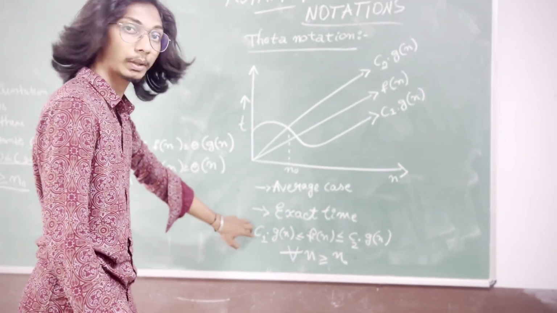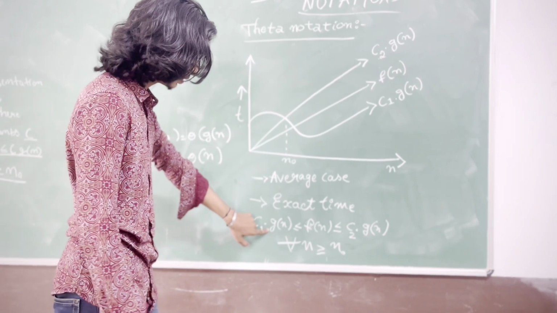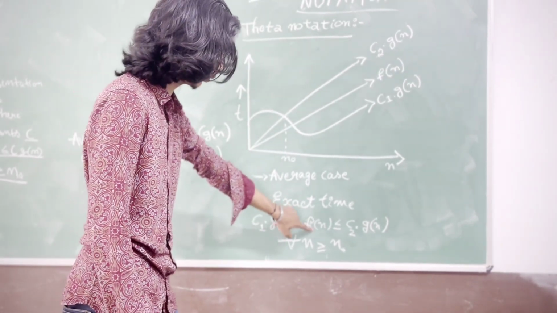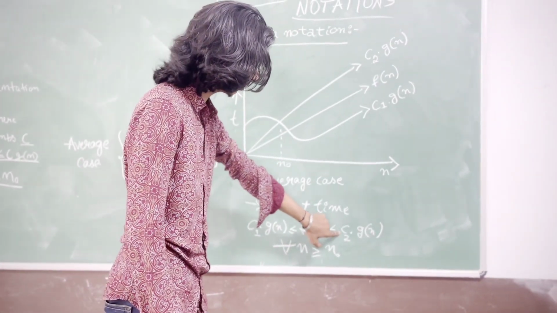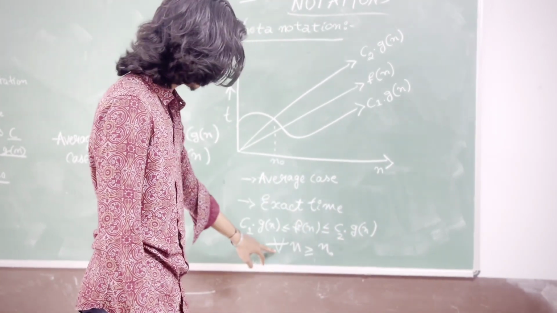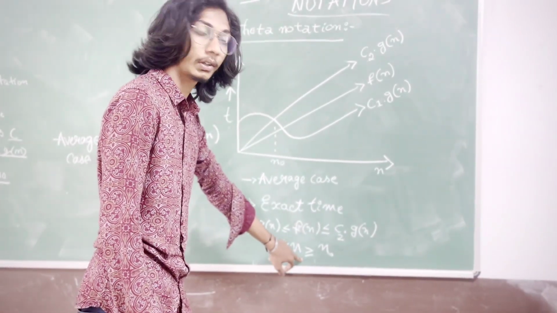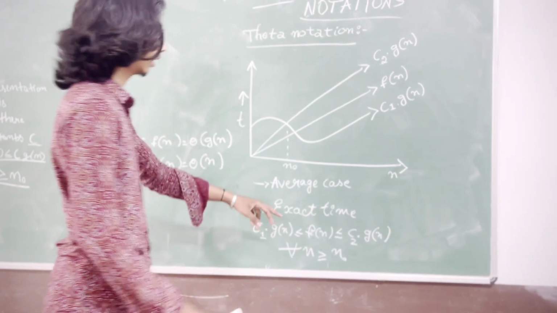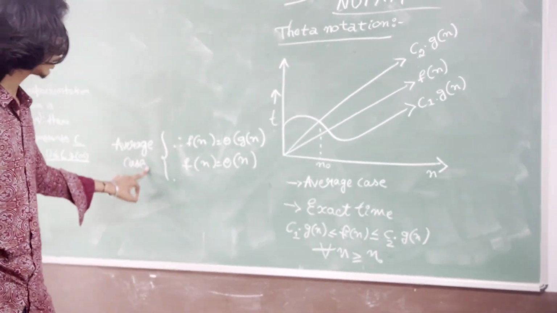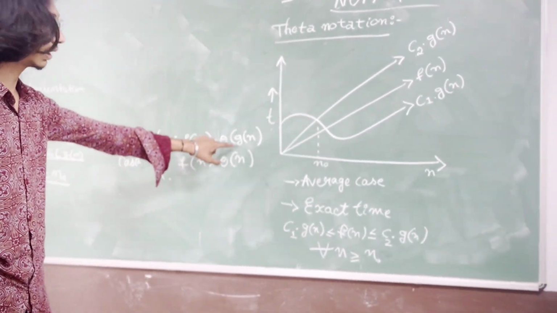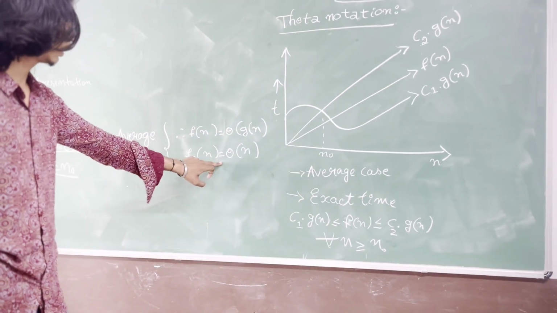The mathematical representation is c1 into g of n is less than or equal to f of n is less than or equal to c2 into g of n for all n greater than or equal to n naught. The average case is f of n is equal to theta of g of n, or f of n is equal to theta of n.